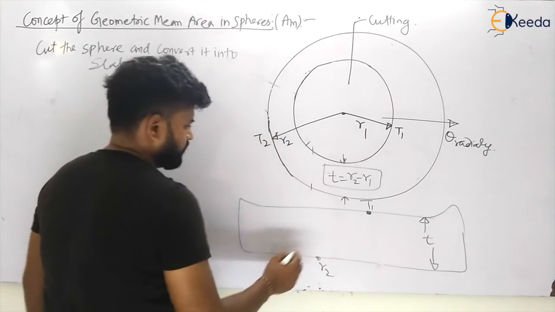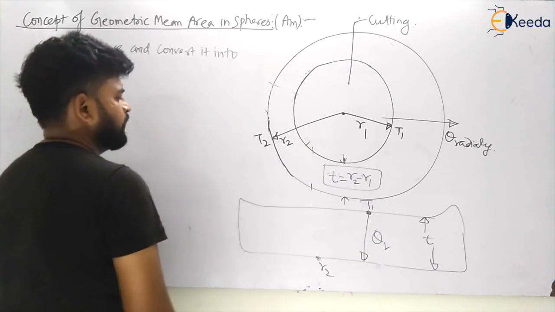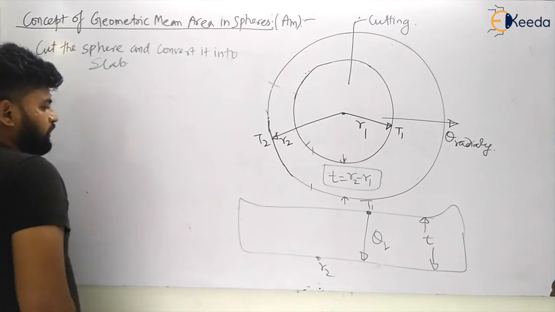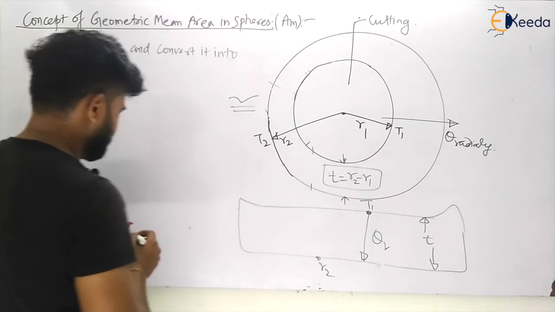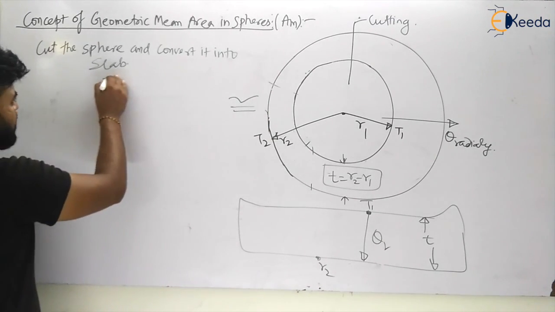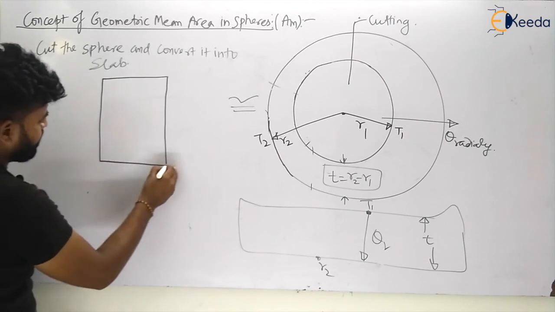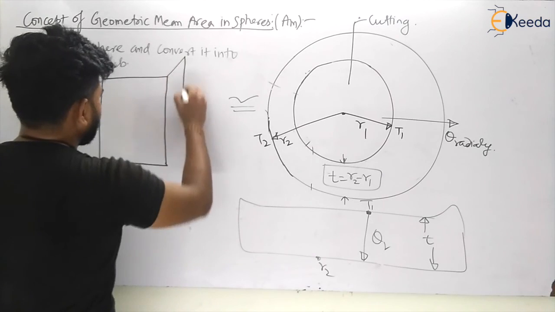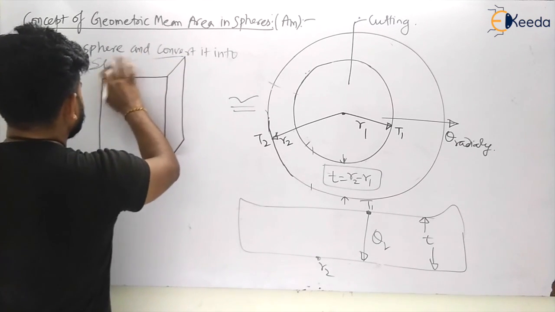Now there will be some heat transfer like this in the radial direction. Now, if I take this slab and do the analogy, I will compare it with the slab. Let us see what the conditions will be. So I have cut it into the slab and converted it like this. Now, what I am doing is the slab.